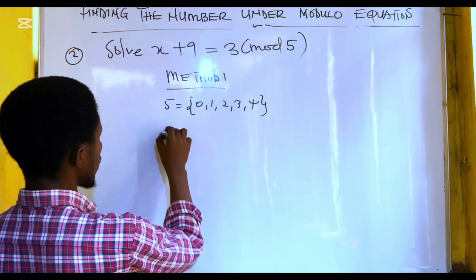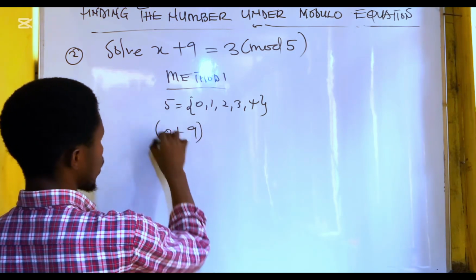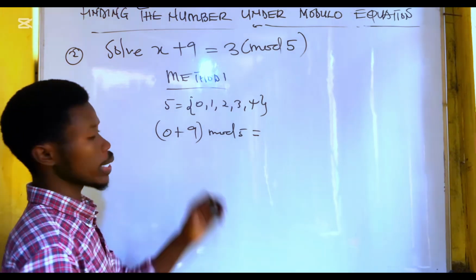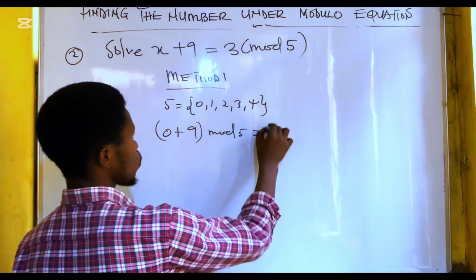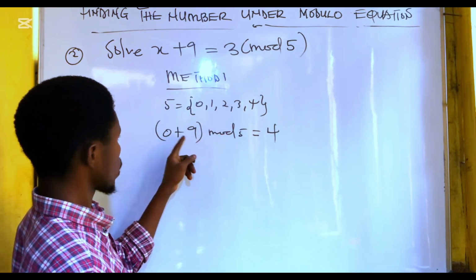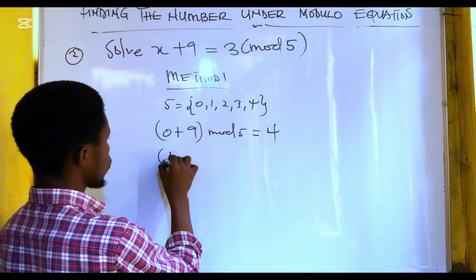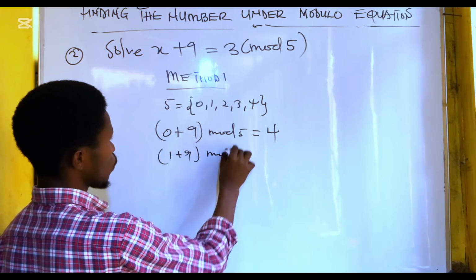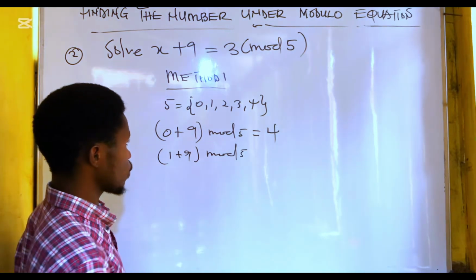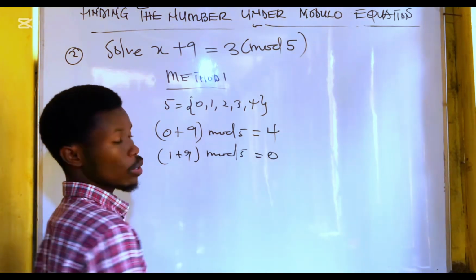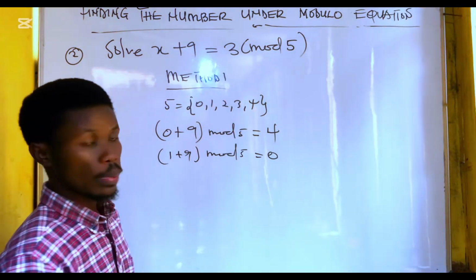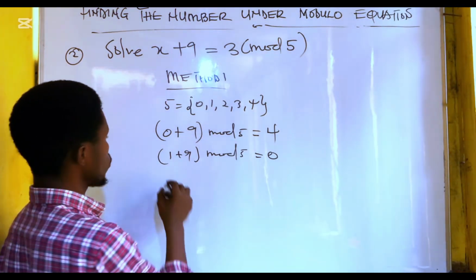First one is 0 plus 9 under mod 5. What am I going to get? 0 plus 9 is 9. 9 mod 5 is 4. Is it 3? No, it means that our x is not 0. Then move to the next one. 1 plus 9 under mod 5. 1 plus 9 is 10. 10 mod 5 will be 0, because 5 can go into 10 without any remainder. So you're not getting 3, which means the answer is not 1. You move on.